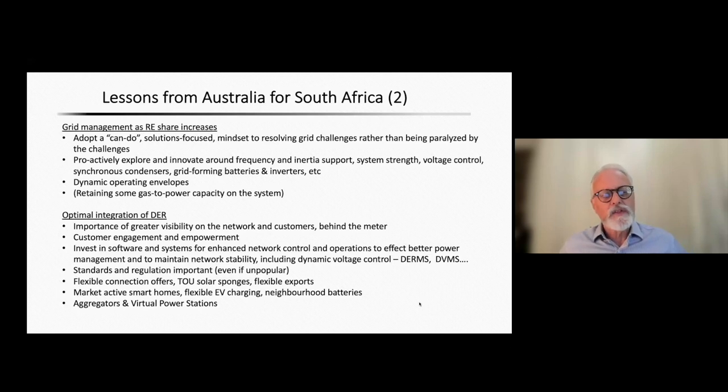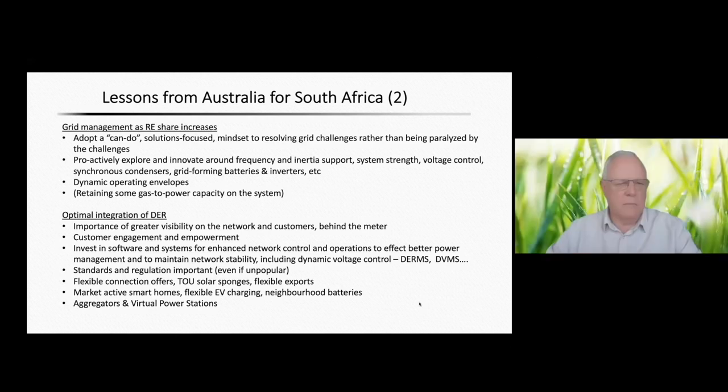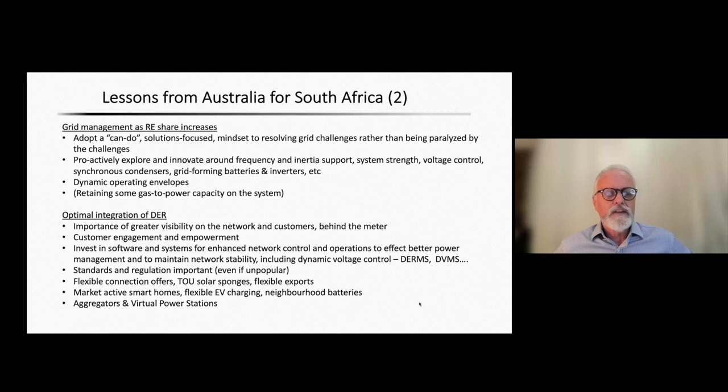It's really important to have greater visibility of what's happening on the network, so smart meters and data systems, really important customer engagement and empowerment, and investing in the software and systems around data and control, standards and regulation. I think we're going to have to think carefully about the future and what kind of metering and inverters we need. Flexible connection offers, smart active homes, aggregators, virtual power stations.